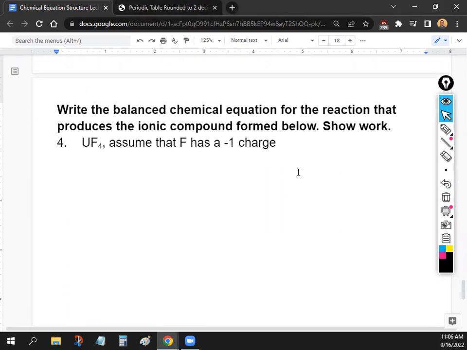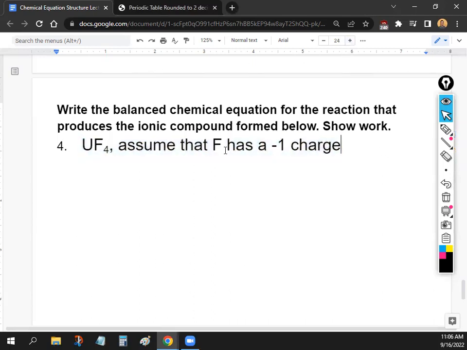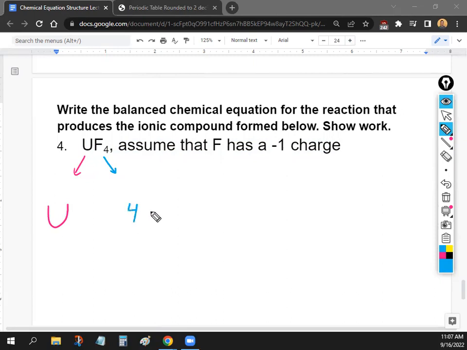Okay, so for this problem right here, you have UF4. Okay, and you're gonna assume that F is -1. Okay, so if we take a look at this molecule right here, how many U's do we have? Yeah, just one, right? It's U, there's no number or anything, so that means it's just one of them. If we take a look at the F's, how many F's do we have? 4. Yeah, you got 4 F's.